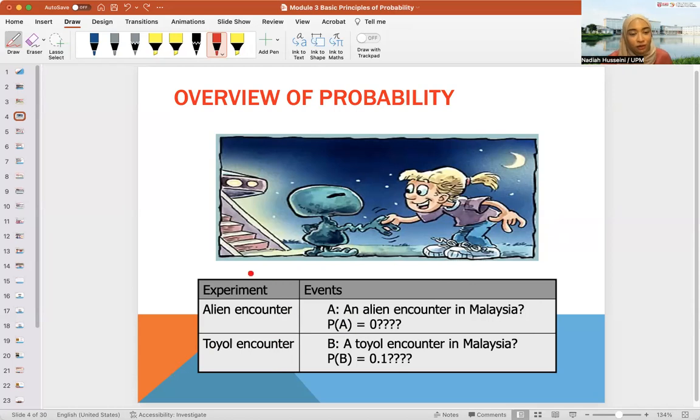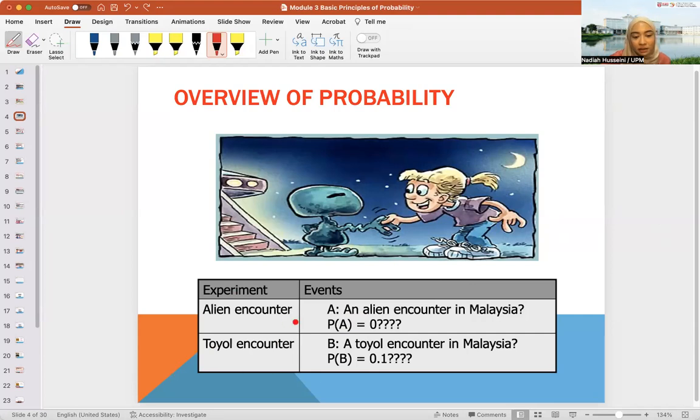So what about a Toyol encounter? For those who are not from Malaysia, Toyol is actually like, I don't know how to describe it. I think it's a mystic being that steals money. And it's very, very small from the stories that I've heard. I have never seen one.